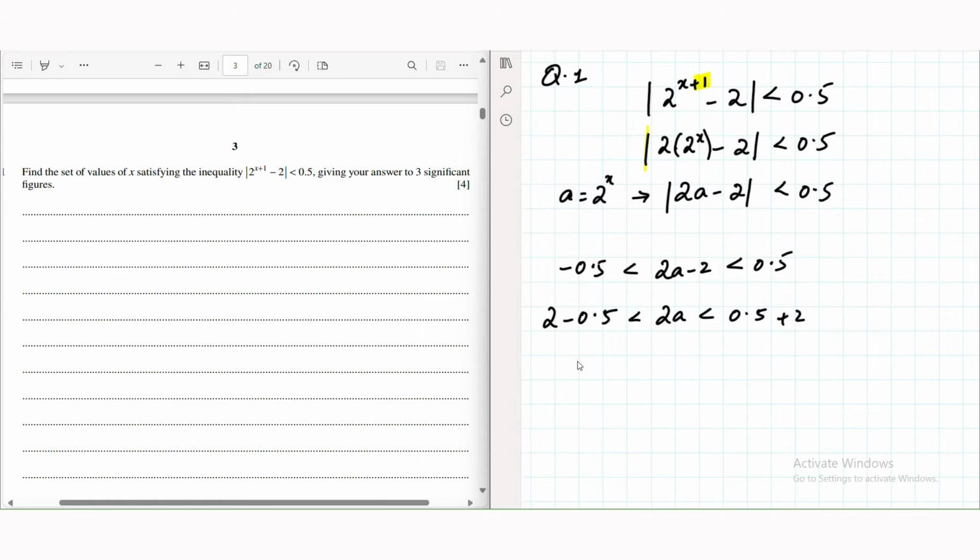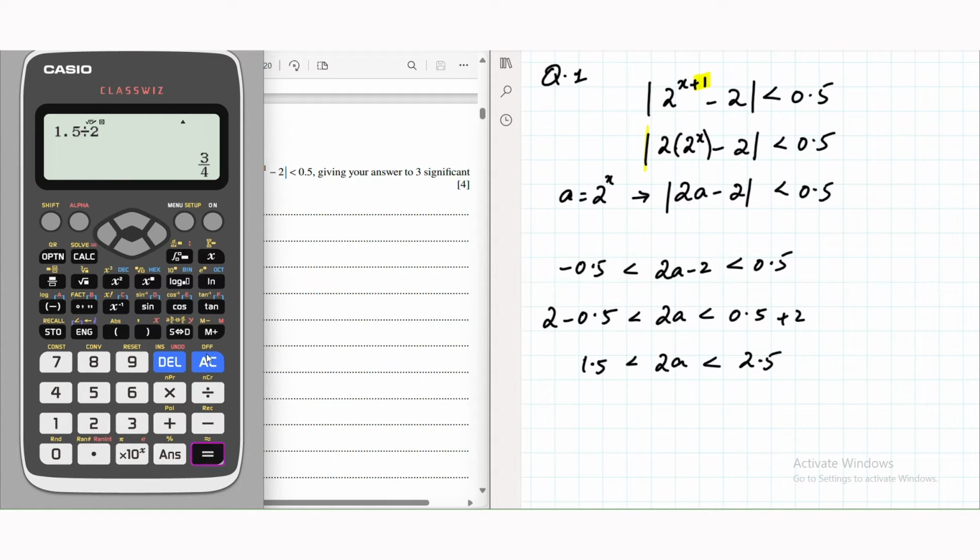So we would get 1.5 and 2.5, and then we further divide by 2. So 1.5 divided by 2 would be 3 by 4, 0.75, and 2.5 divided by 2, that would be 1.25. Now this is just a, not the x. So we will come back to it.